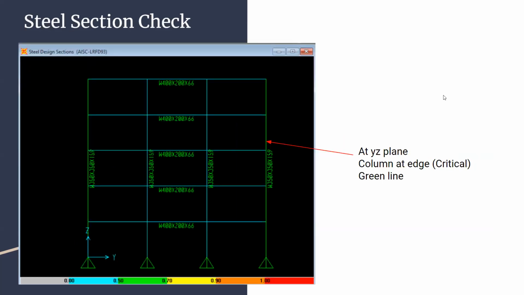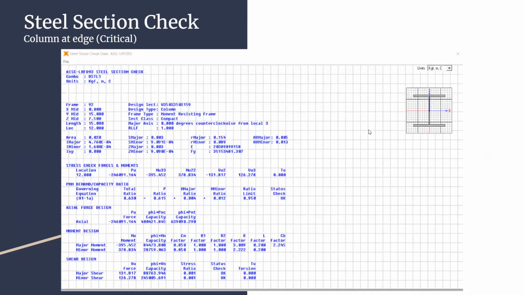And this is the steel section check. As SAP2000 can check the steel design, we can see the problem at the green line. That is the critical one, at the YZ plane. And this is the steel section check data at column 8, checking moment, shear, and axial force, and that is okay for the structure.